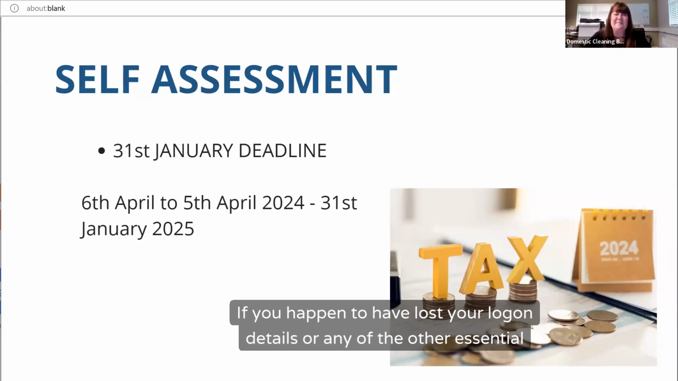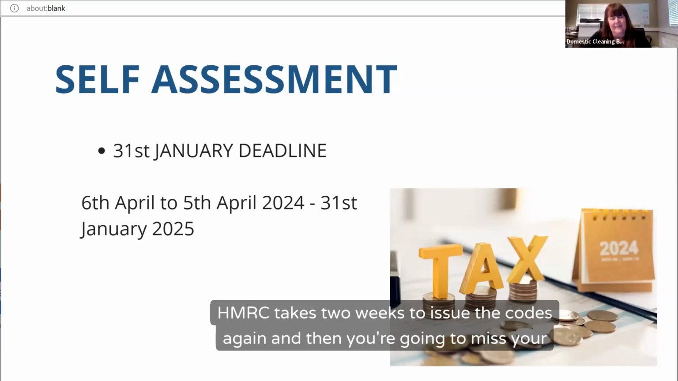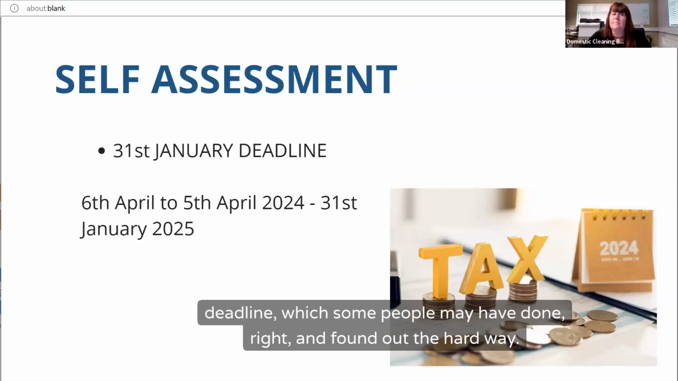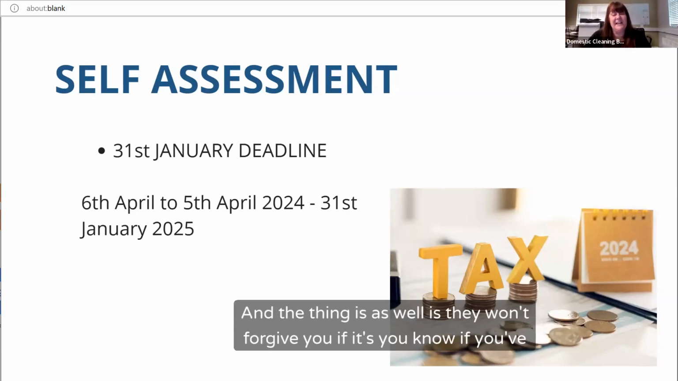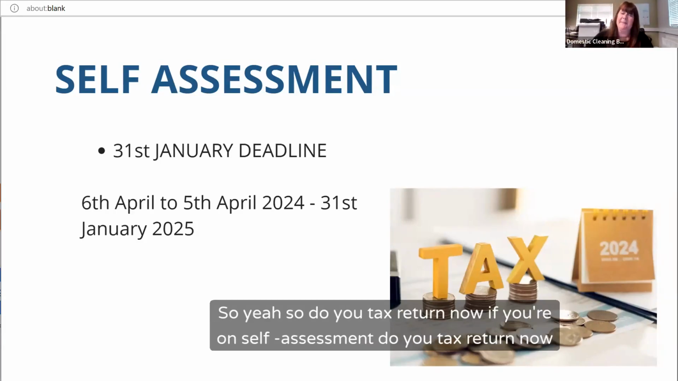If you happen to have lost your logon details or any of the other essential codes that you need, do not leave it till the 25th of January to suddenly go, "No!" HMRC takes 2 weeks to issue the codes again, and then you're going to miss your deadline, which some people may have done and found out the hard way. Don't leave it till the last minute. And the thing is, they won't forgive you. If you've just not got a code, tough, you're going to get a fine. So yeah, if you're on self-assessment, do your tax return now, just get it out of the way.